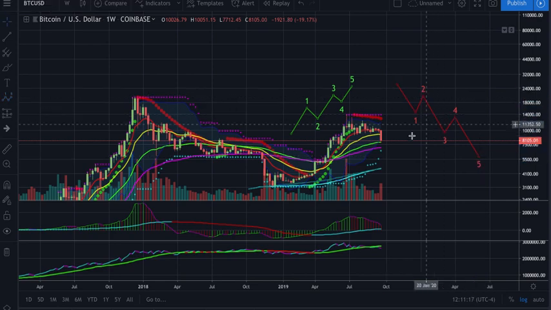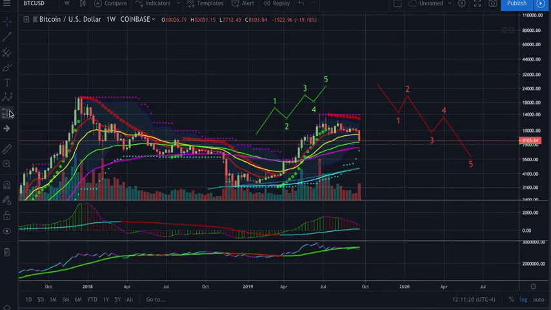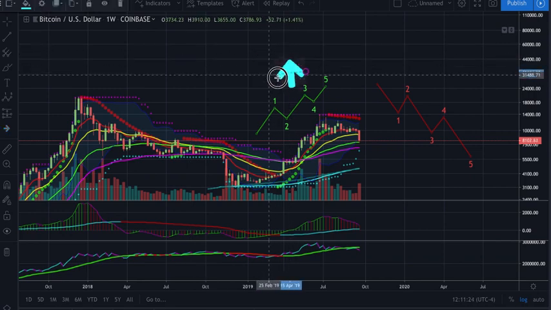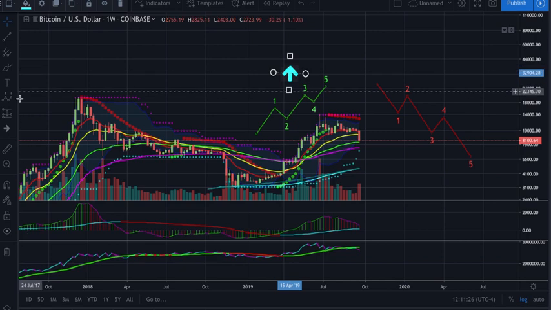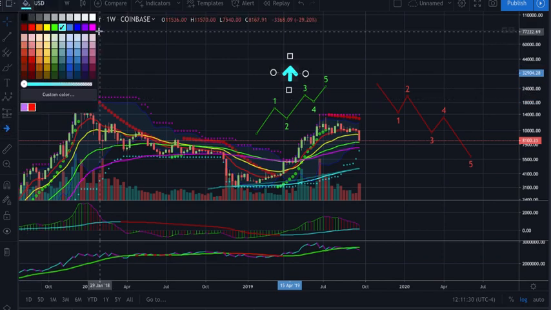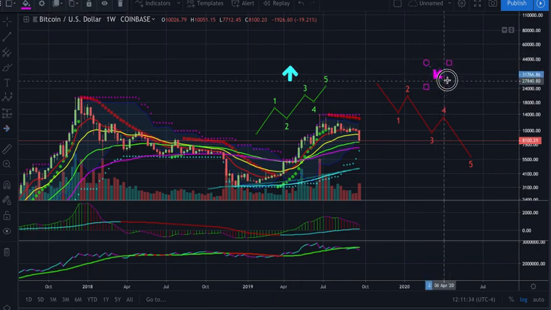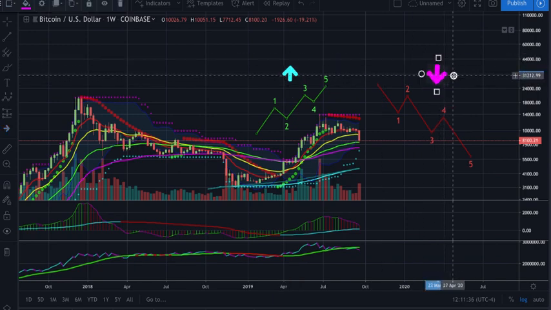So the point is that when we're in an uptrend, price is clearly going up here. What we want to do versus when you're in a downtrend and price is clearly going down here.